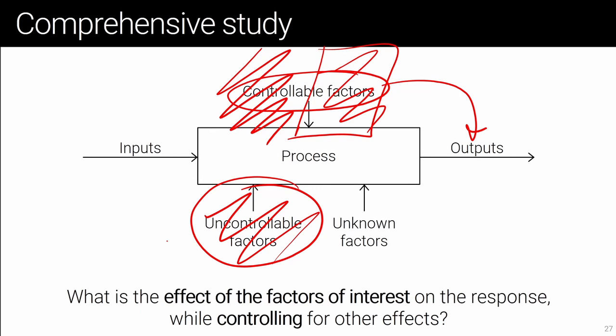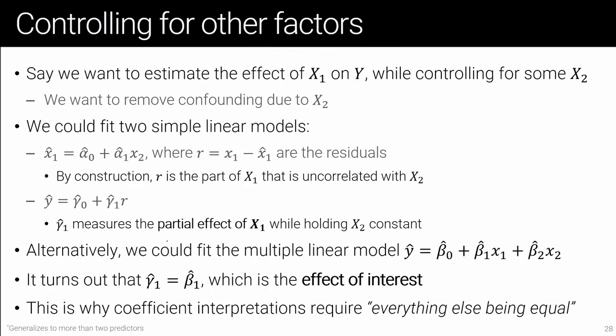So let's take a more detailed look into this. What does controlling for other factors really mean? Say we have some factor x1 that is of interest. We want to measure the effect of this x1 on the response, but we want to do it while controlling for some other factor x2. So in a sense, we want to remove the confounding due to x2 when looking for the relationship between x1 and y. We could do it in a simple way by fitting two simple linear models.